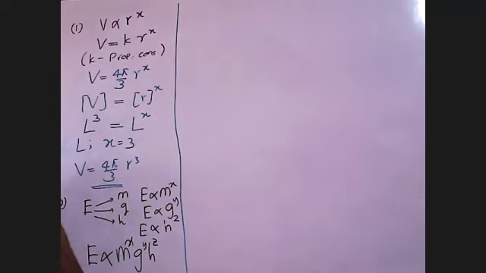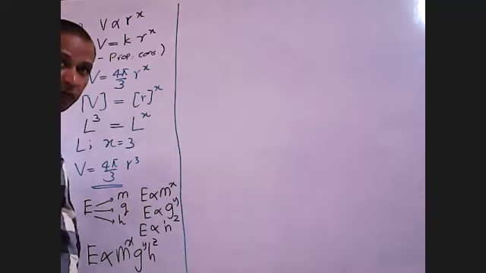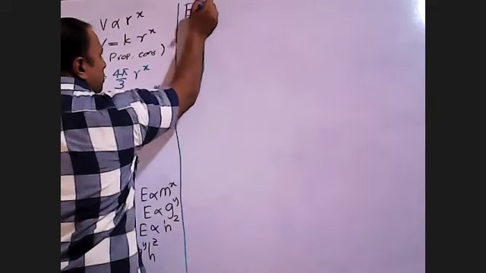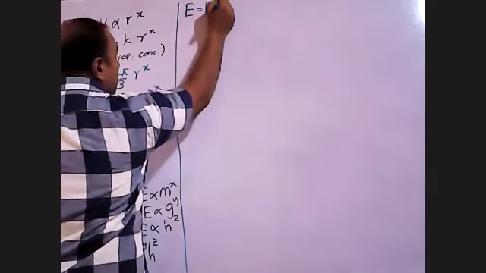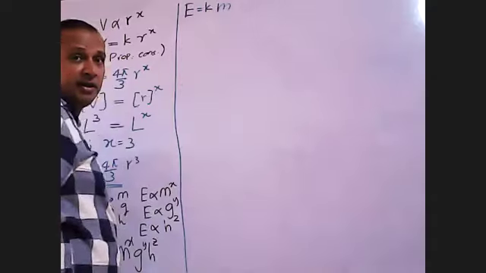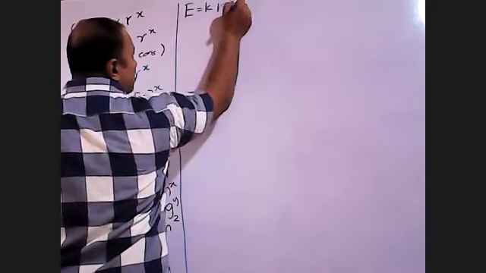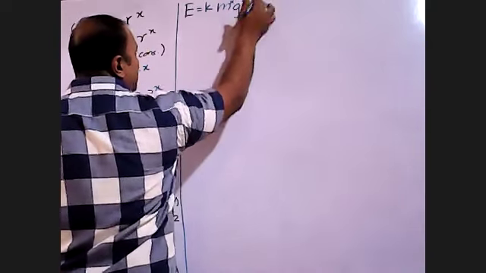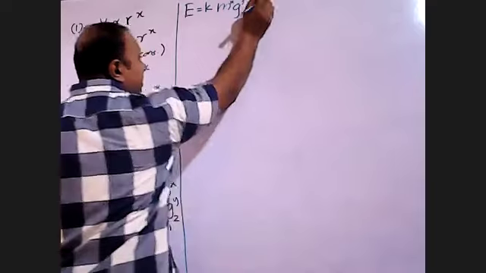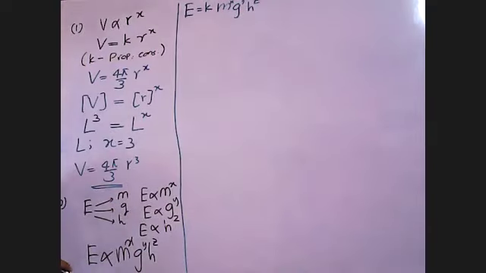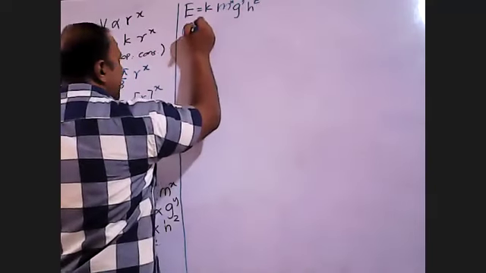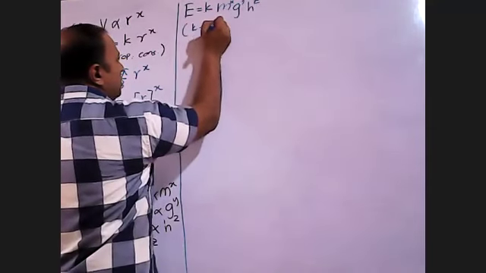Now this is a relationship. Now I can convert this relationship into an equation. Therefore, E is equal to K into m to the power x, g to the power y, h to the power z. You have to mention that K is the proportionality constant.